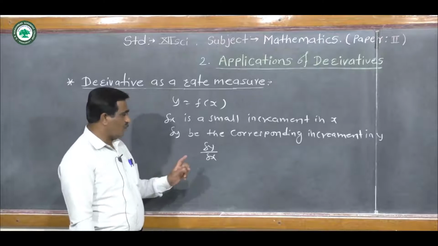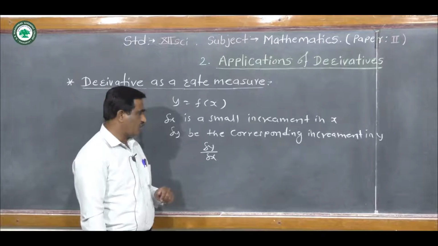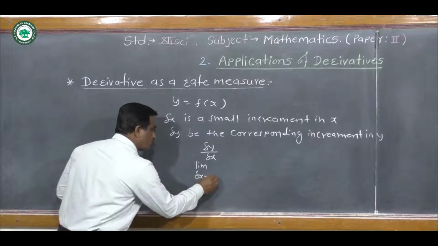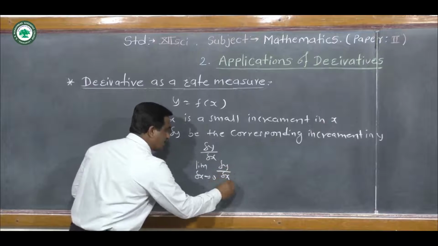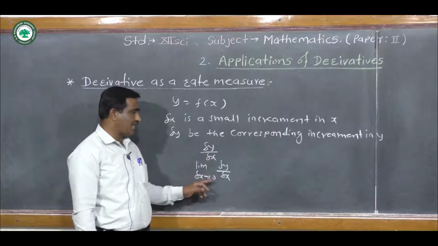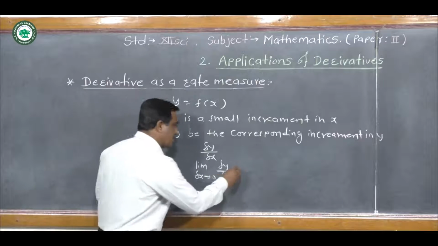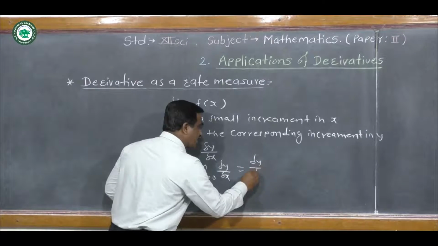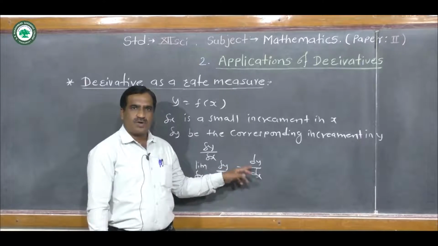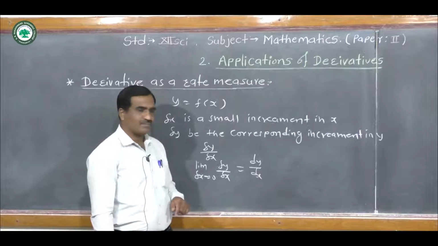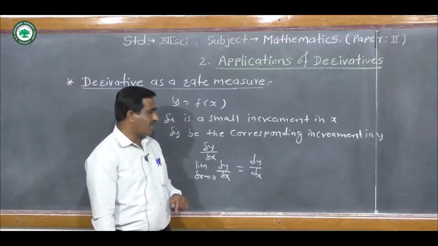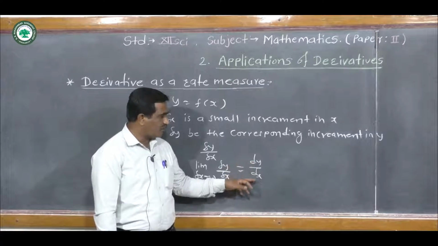And if we take the limit of this ratio, that is limit delta x tends to 0, delta y by delta x, then we can write this as dy by dx. And this dy by dx is nothing but the rate of change of y with respect to x. That is, y is a rate measure with respect to x.